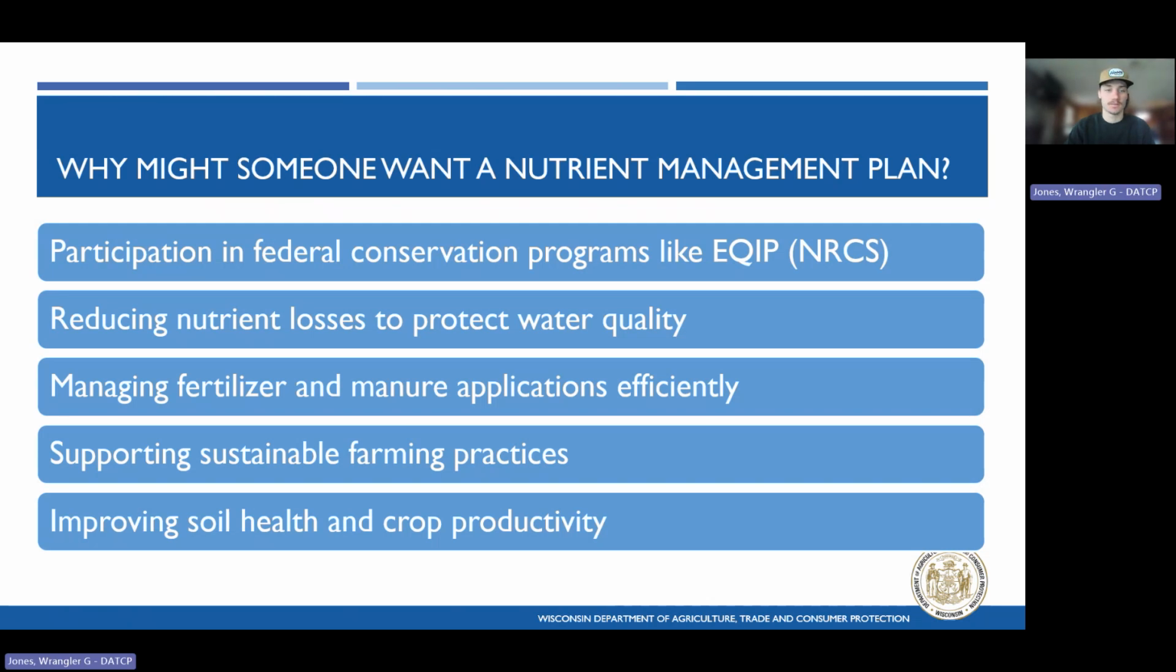So everybody's goals are different. One farmer might just want to help improve soil health. Somebody else might just want to better manage their fertilizer. So there's a lot of things that this program, SNAP Plus, can do for us.